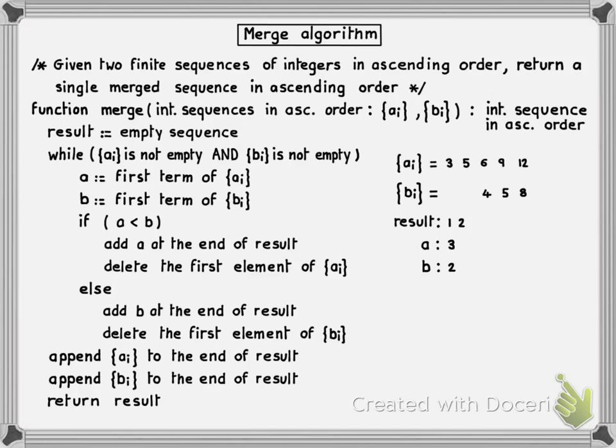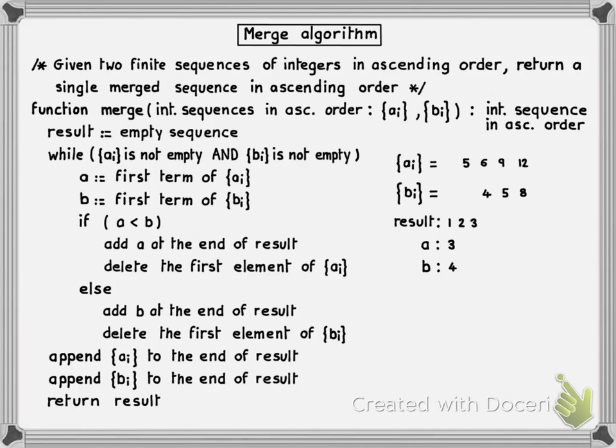Again, the sequences are not empty, so a is equal to 3 again, b is equal to 4 now. 3 is less than 4, so for the first time we're going to execute the then block. 3 is going to be added to the end of result and deleted from the first sequence. And so on and so forth. I'm going to go a little bit faster now.